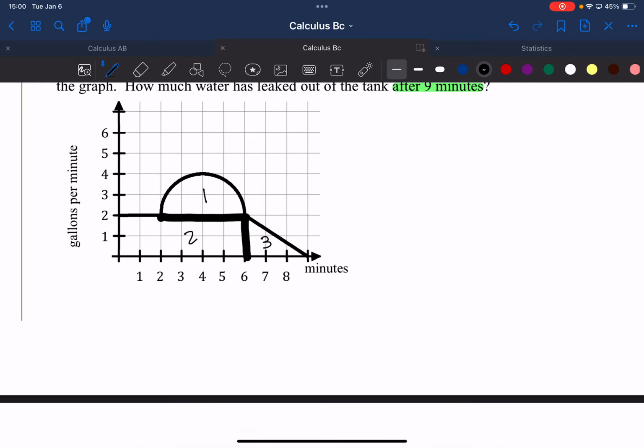So looking at 1, the semicircle, what is the area for a semicircle? Good, 1/2 pi r squared, because pi r squared is the area of an entire circle. If we want half of it, we just multiply it by 1/2. So if we were to solve this, what would be the radius of that semicircle? 2. So this is 1/2 pi times 2 squared. 2 squared is 4. Half of 4 is 2. So the area of that semicircle is 2 pi.